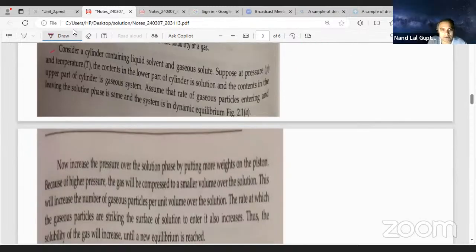Read this one. Can you read this one? Can you?